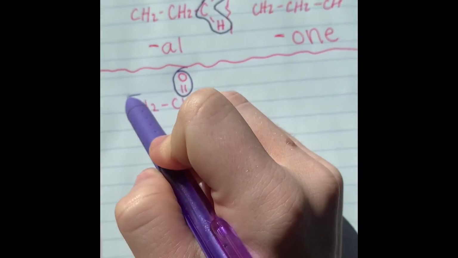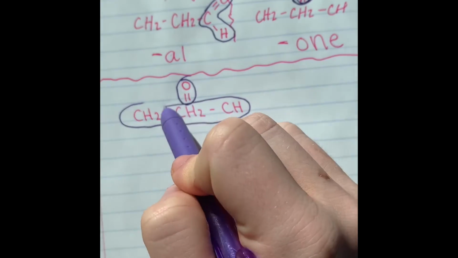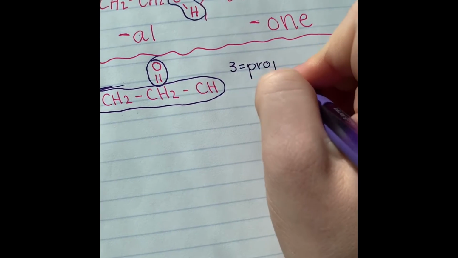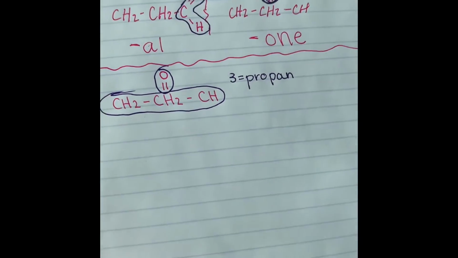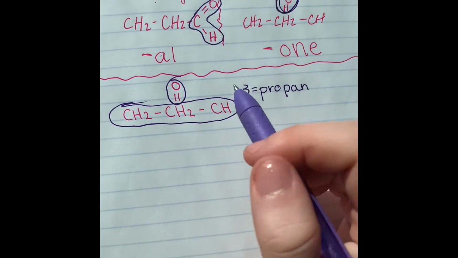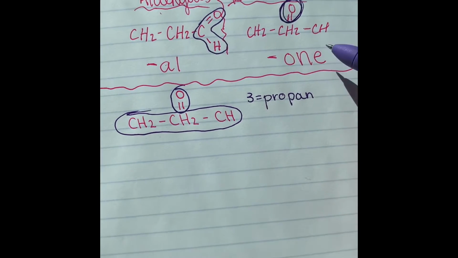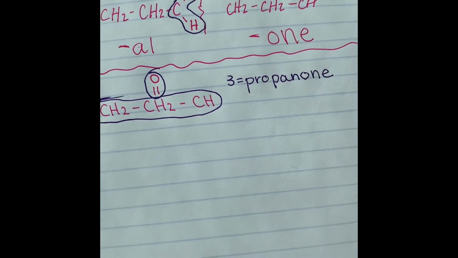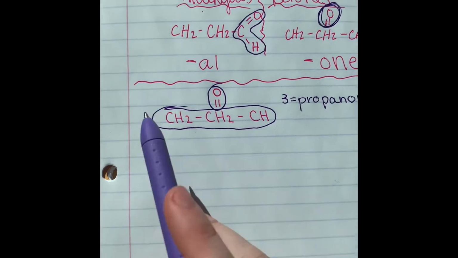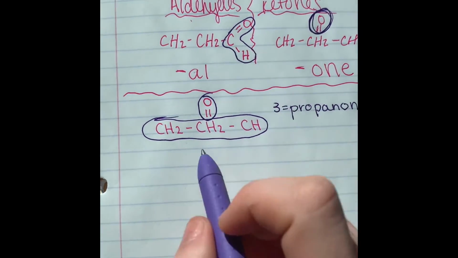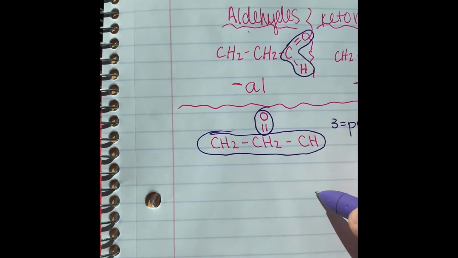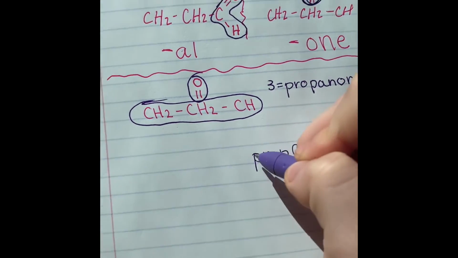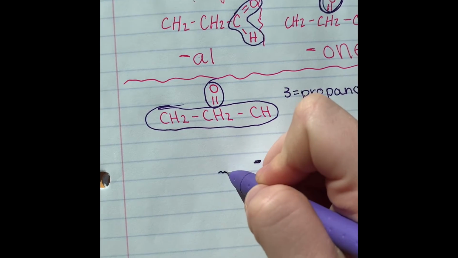So we have this carbon chain of 3 here, and we know that 3 is going to be a propa, because 3 equals prop. And since this is a ketone, we know that the ending of this is going to be an ONE, so it's going to be propanone. Then the next thing we're going to do is find the number. We'll have propanone, but we're going to have a number right here.